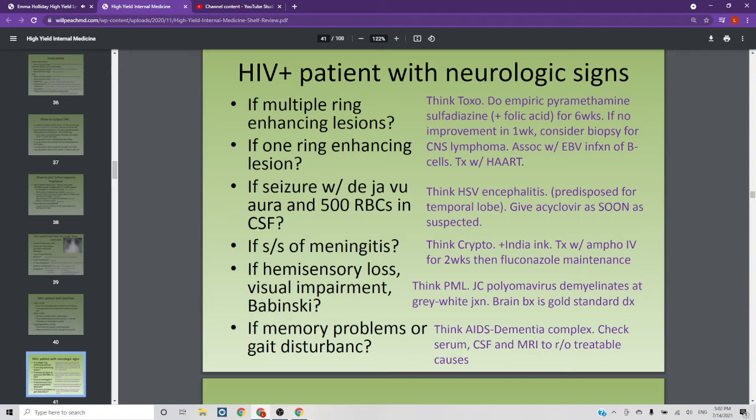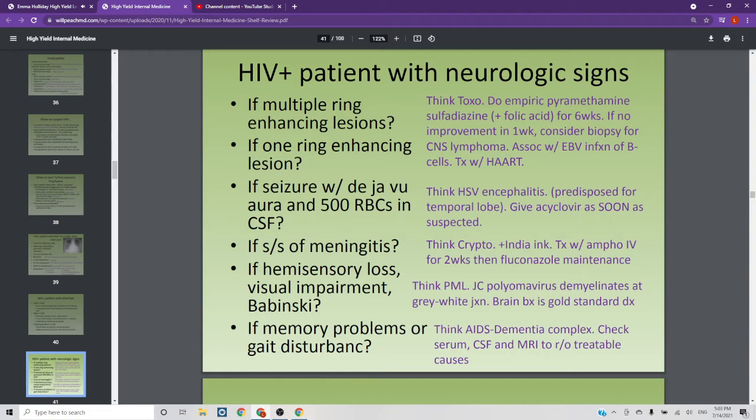So if an HIV-positive patient has a seizure and they have this weird deja vu aura, and then you do a spinal tap and there are 500 RBCs in the CSF, that's characteristic for... Anybody done neuro? Where does a deja vu aura tell you about a seizure? Where did it start? Temporal lobe. What virus goes to the temporal lobe? HSV.